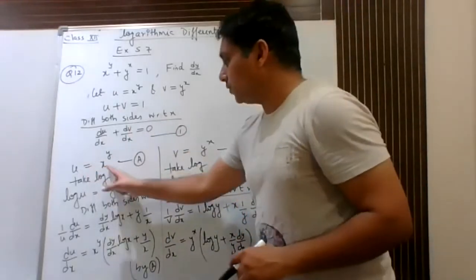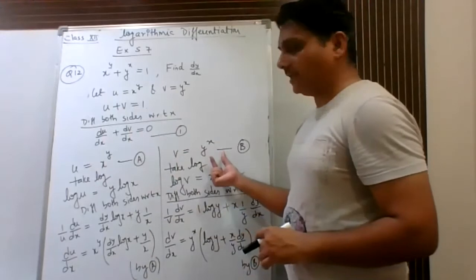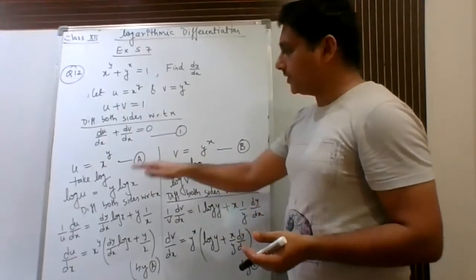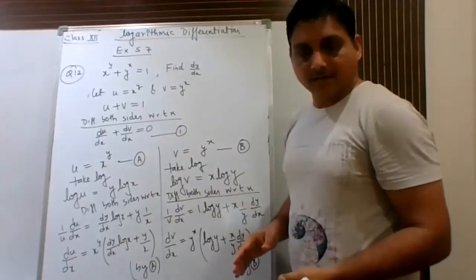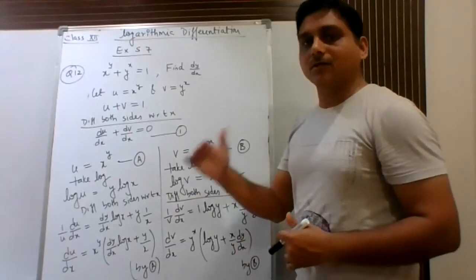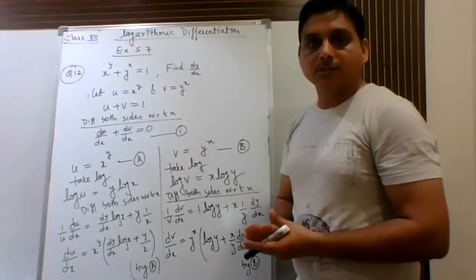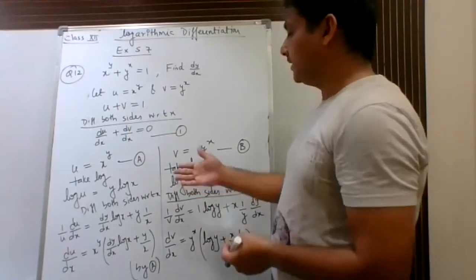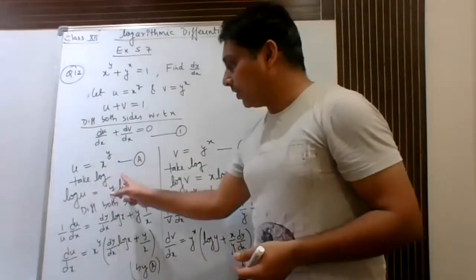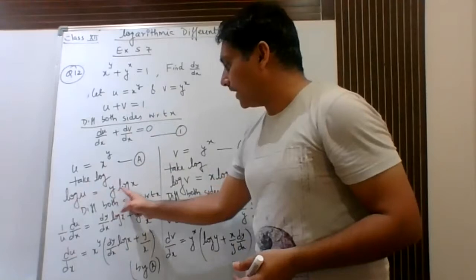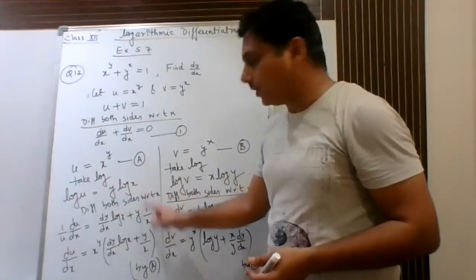Now we are picking this U separately, we are picking this V separately. Now you know that it is a function to the power of a function. So in the previous class, I had told you whenever you have a function to the power of a function, then you have to use logarithmic differentiation. That is what I had applied. Take log. Log u is equal to y log x. This is because of the third property of log.